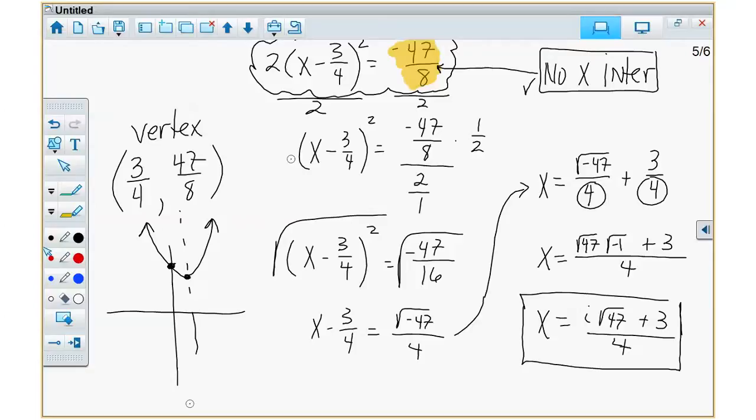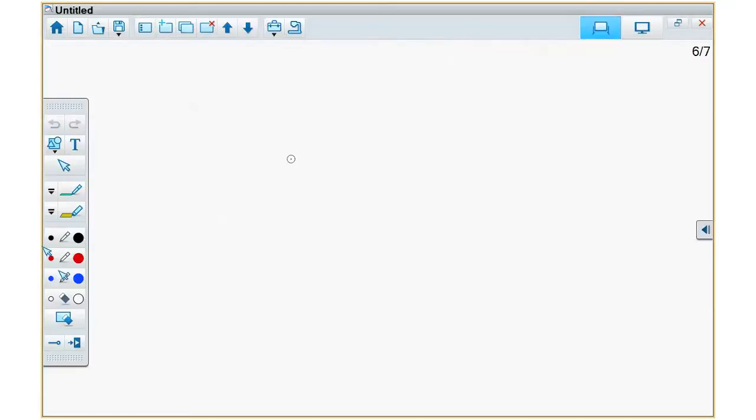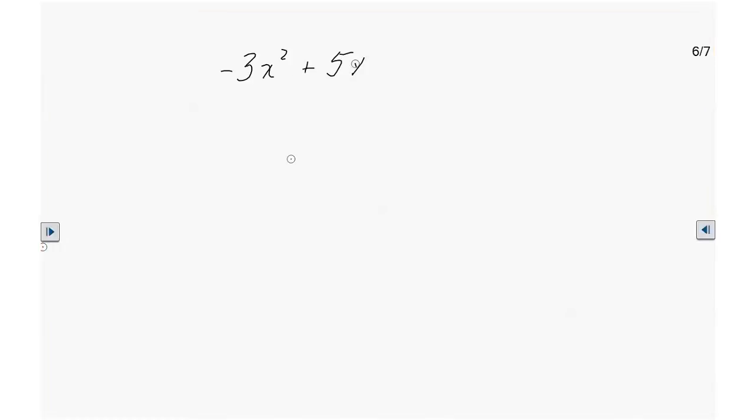Let's do a negative, and then we'll move on, because that way that will cover pretty much all 3 types of completing the square. And Miss Grant wants to do another one, right? Sure. Negative 3x squared plus 5x minus 2 is equal to 0.